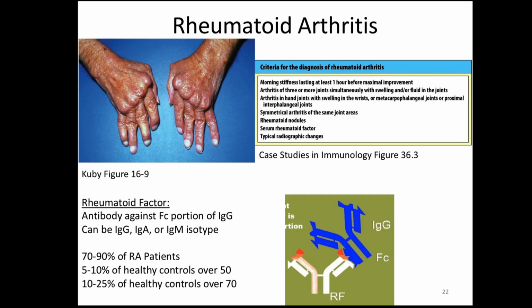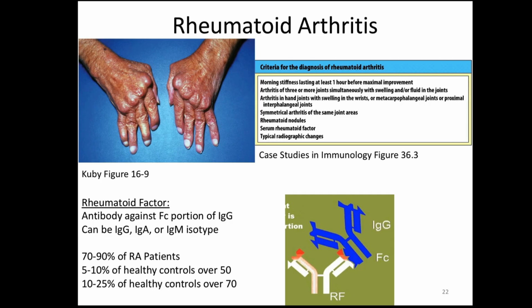This antibody can be found in the majority of rheumatoid arthritis patients, though it, like anti-nuclear antibodies, is found in increasing numbers in healthy controls with age. That does make it a little bit tricky for diagnostics, but it does seem as though all of the issues with rheumatoid arthritis are also happening due to immune complexes.